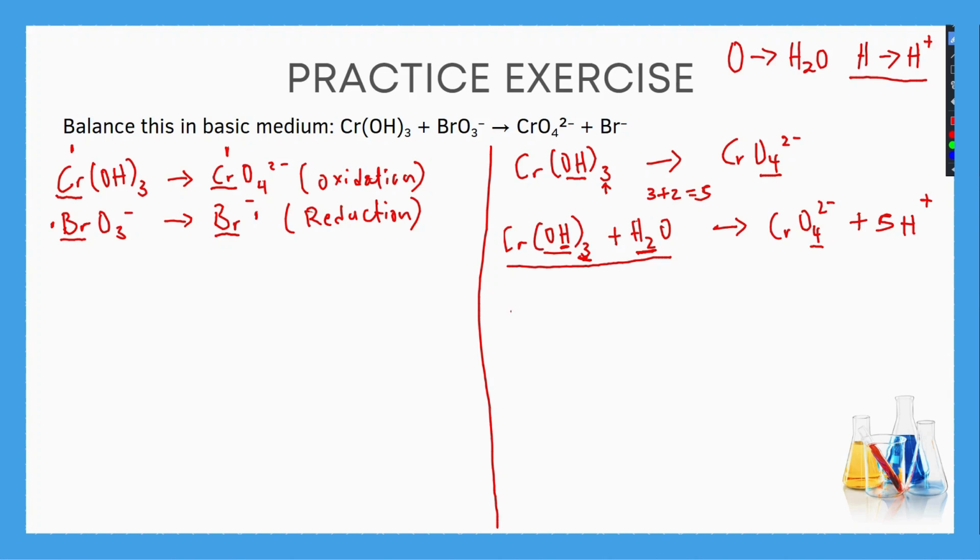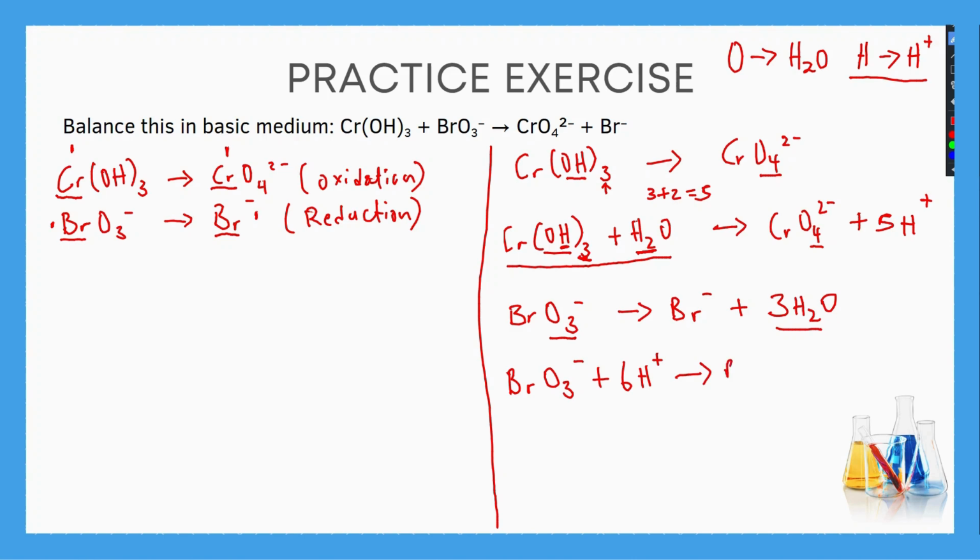Now for the other equation, we have BrO₃⁻ giving us Br⁻. Now, which side has more oxygen atoms? This side, of course, the left hand side. And we have 3 atoms of oxygen, which means we need to add 3 molecules of water to the right hand side to balance oxygen atoms. Now that we have done that, we need to balance hydrogen atoms. How many hydrogen atoms do we have on the right hand side? We have 6. And how many hydrogen atoms do we have on the left hand side? We have none. So that means we need to now add 6 hydrogen ions to the left side to balance both hydrogen and oxygen. So now we have both equations where we have balanced hydrogen and oxygen.